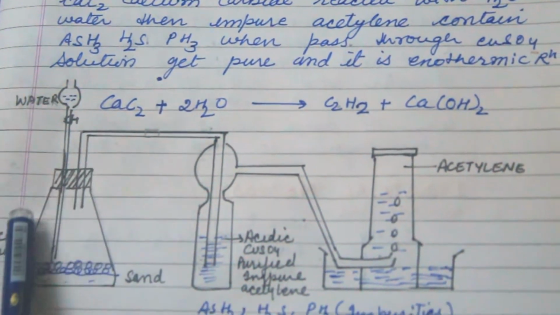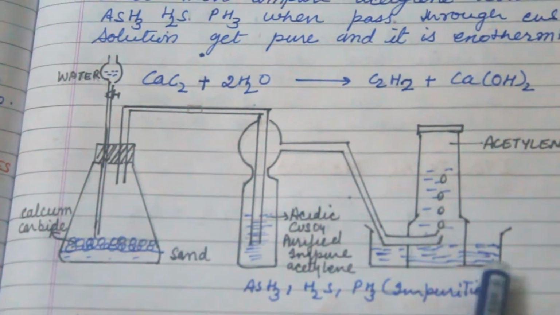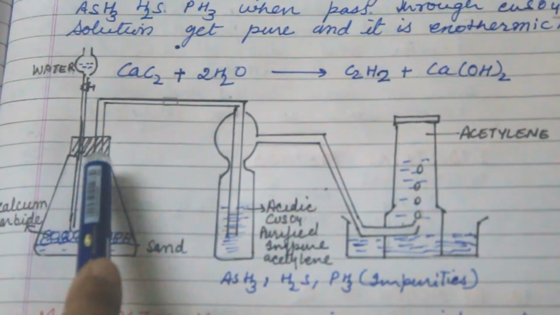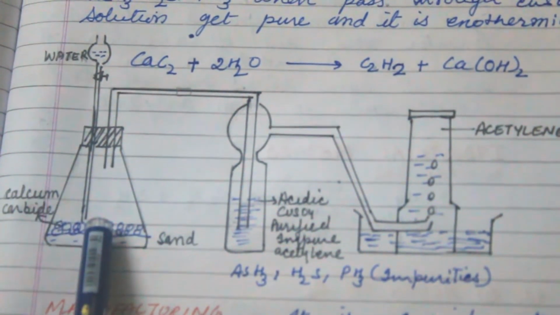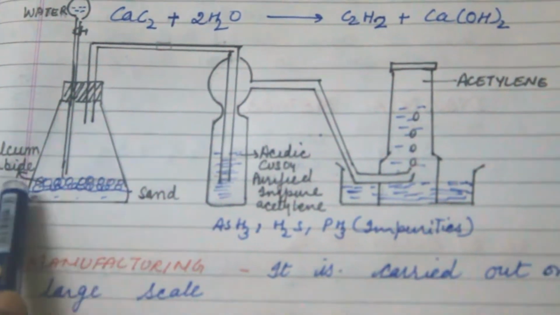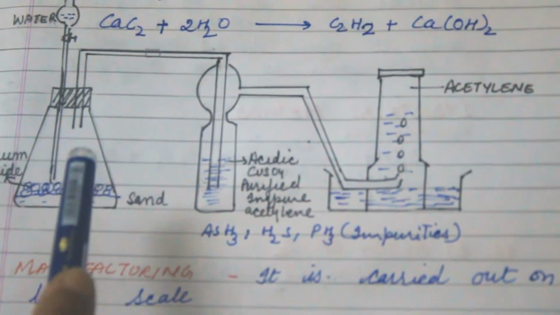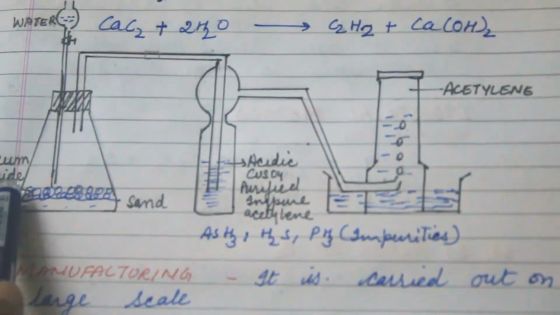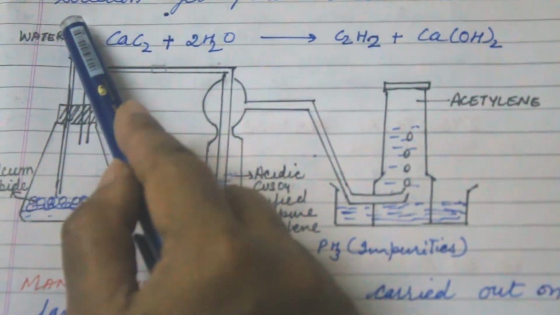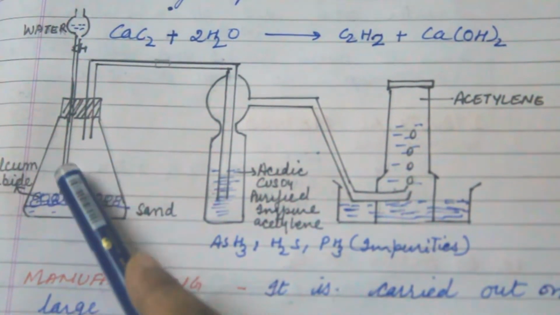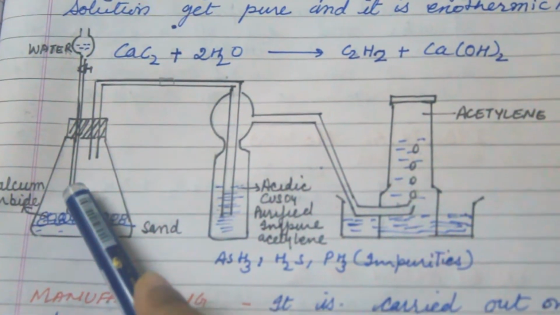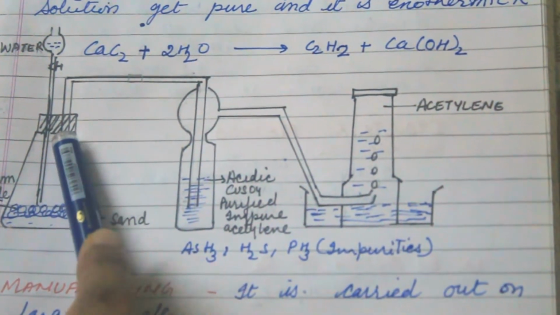Now come to this apparatus. This is the lab method. We take, this is the conical flask. We take calcium carbide. At the bottom there is sand. On the sand we take calcium carbide and pour water from the thistle funnel. When calcium carbide reacts with water, then impure acetylene forms.